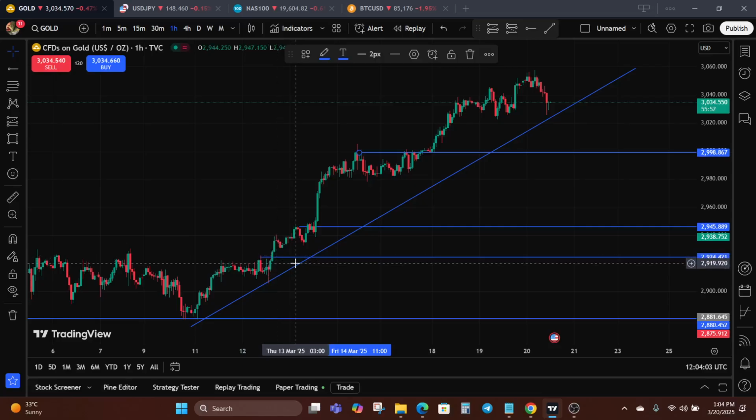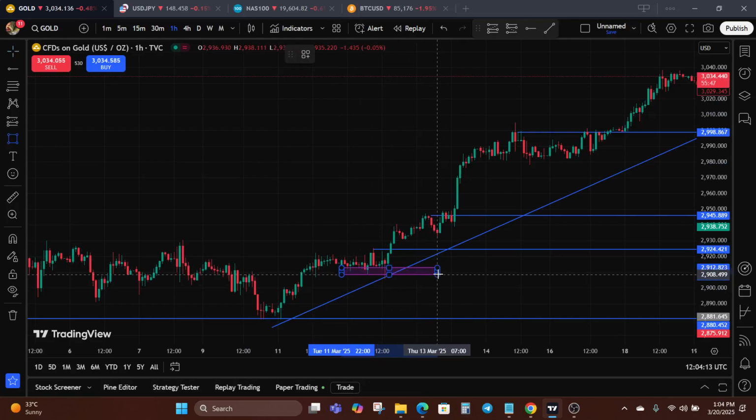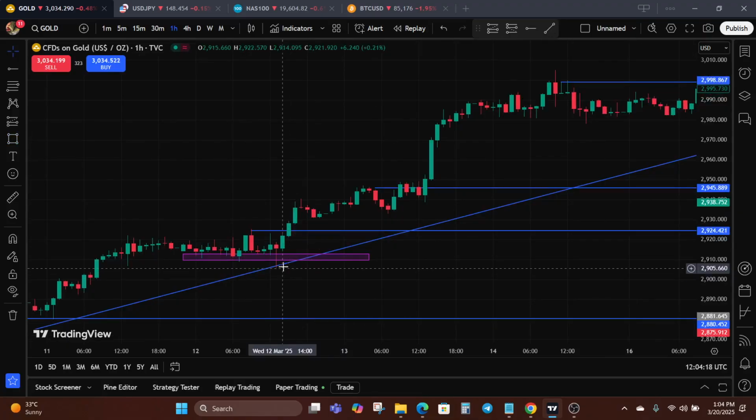Then you find sell side liquidity below recent lows. Let's just use this first one as an example. This was a recent low, and you can see that we found liquidity around here. So you mark the order block near that liquidity zone.